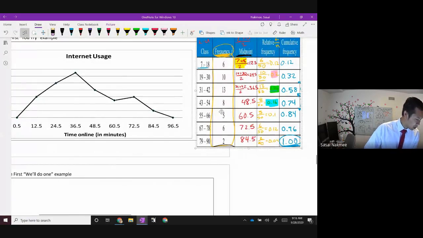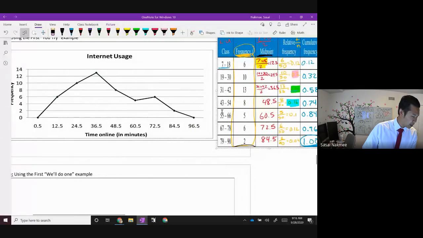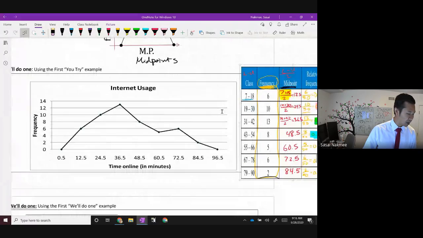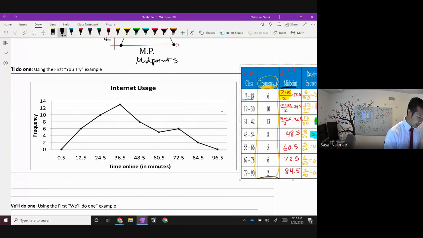So here we go. How does this work? To make these frequency polygons, all you need are the midpoints and the frequencies. The first midpoint is basically 0. On this chart, our first class starts at 7 to 18, and our first midpoint is 12.5. That's this guy right here. At 12.5, it has a frequency that we counted of 6. So at 12.5, you just go up to 6 and make a dot.